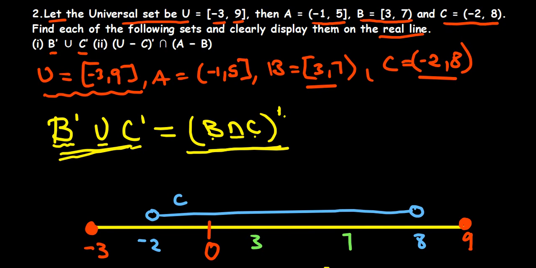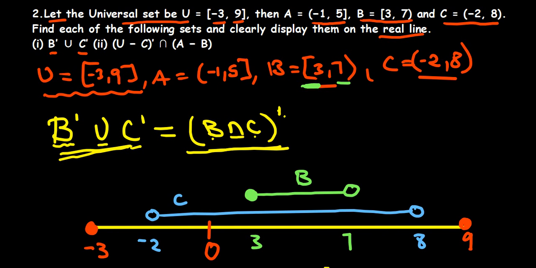So the set B, we see that the 3 is included here because we have a square bracket, and then the 7 is not. So we are going to draw a shaded circle there, and then we go all the way to 7, like that. Okay, so this is our set B.